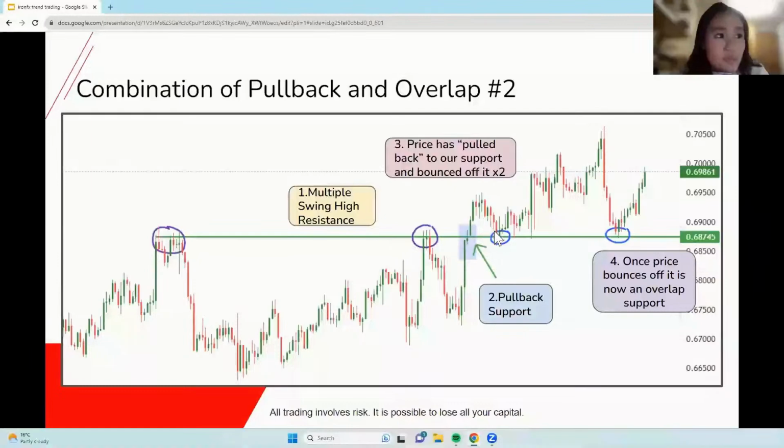So we are expecting price to pull back, and it did. So at point number 3, price has pulled back to our support and has in fact bounced off of it twice. So at the blue circles, you have 2 swing lows that line up nicely with these 2 swing highs originally. Once price has bounced off of this level, 0.68745, then you can call it an overlap support.